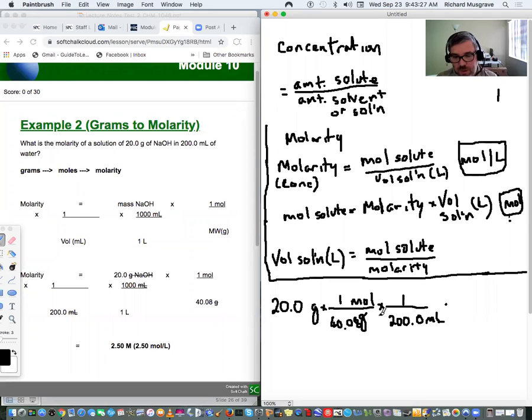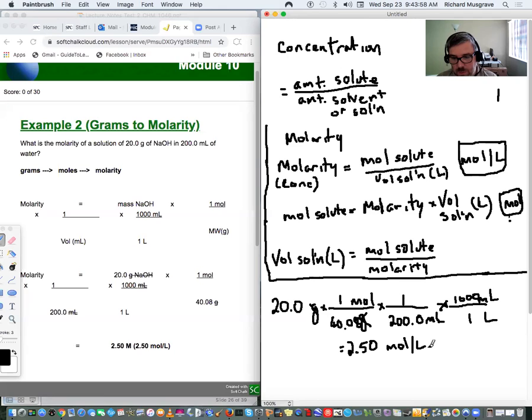And you'll notice that at this point, the grams cancel. We would have moles per milliliter, but that's not what we need. We need moles per liter. So we do a milliliter to liter conversion at the end here. So milliliters will go on top to cancel the milliliters. Liters will go on the bottom, and it'll be 1,000 mils over 1 liter. And that'll give us our answer here, which comes out to be 2.50 moles per liter.